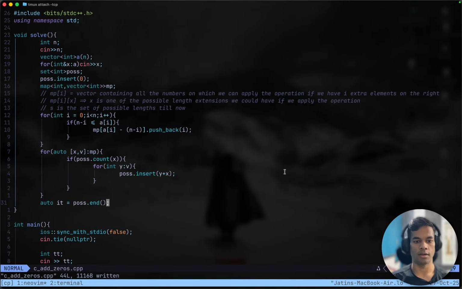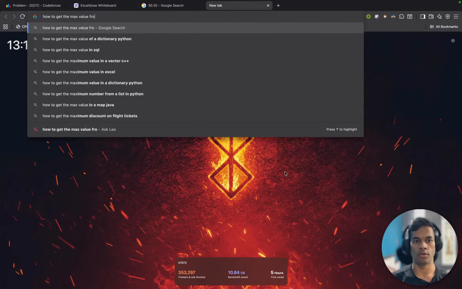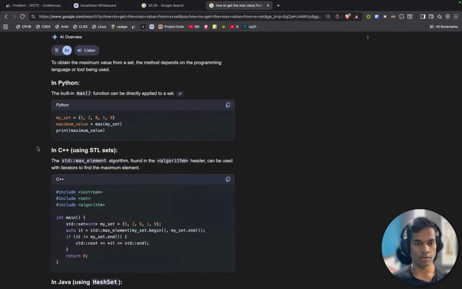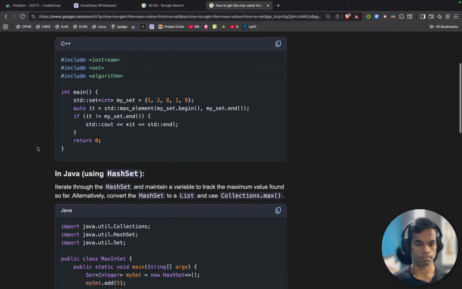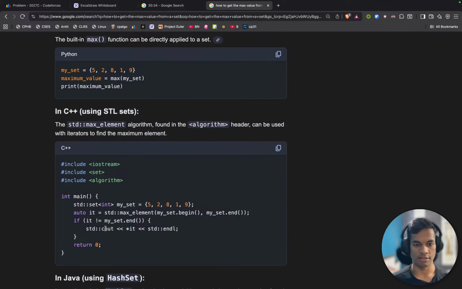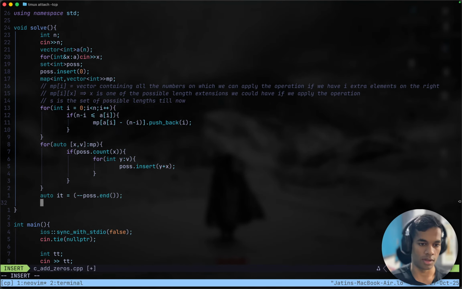Which would be auto it equals pos dot end minus minus. Let's say how to get the max value from our set. I think this is one way, but I think there should be other elegant ways. We don't have a hash set, we have a normal set. My set of integers. Maximum element in this. Yeah, I think this is the way to go.